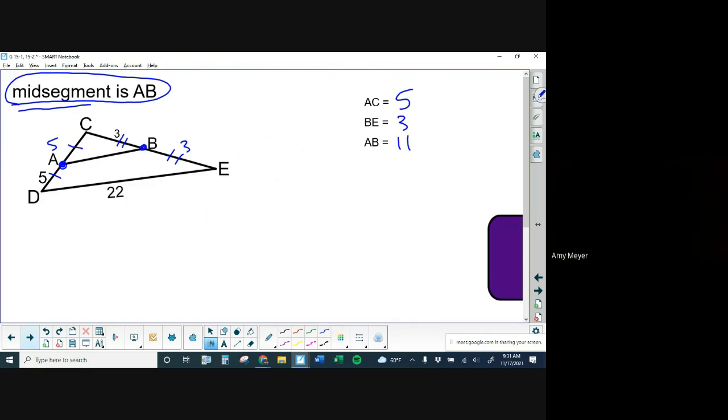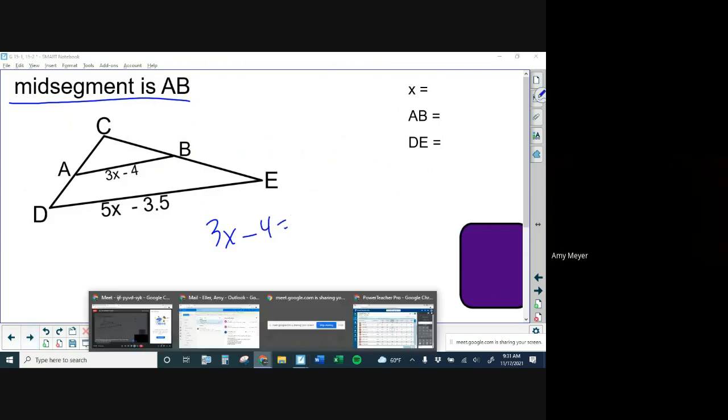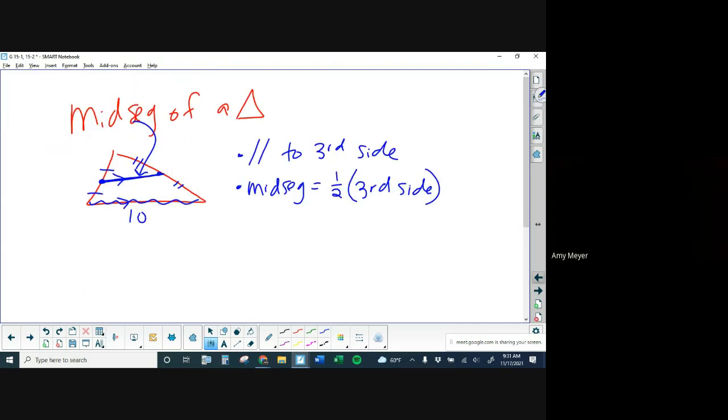All right, one more. The facts are the mid-segment is AB. We need to find X. Tell me what's wrong with this. I know people are going to do this. Is that what the facts say about it? No. It does not say that the mid-segment equals the third side. That's not what it said. It's half the third side.